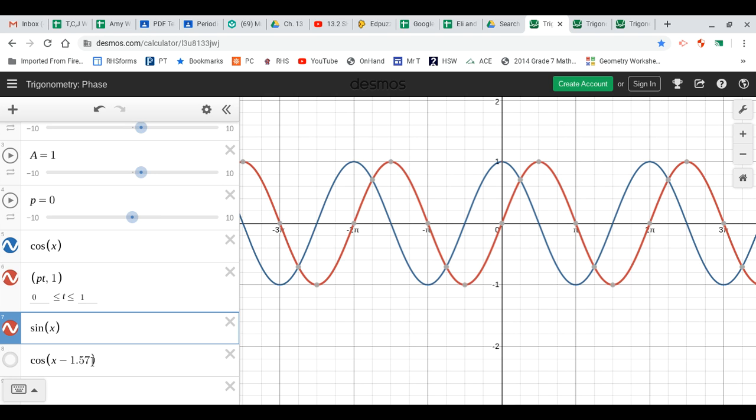Remember, 1.57 in radians really means pi over 2. So if I do that in a moment here, what I should see is I get a shifted graph. So I'm going to unclick the basic cosine function that we had.